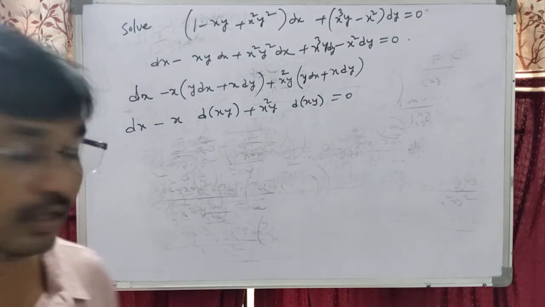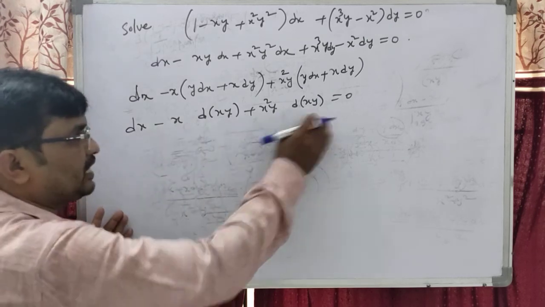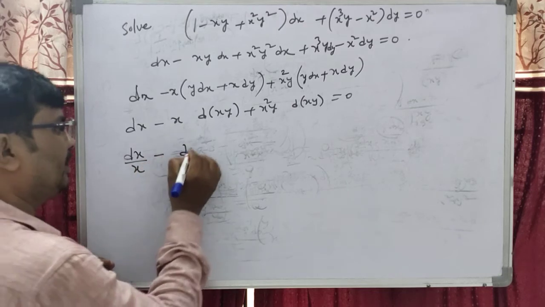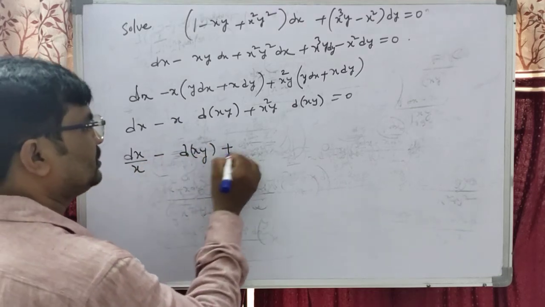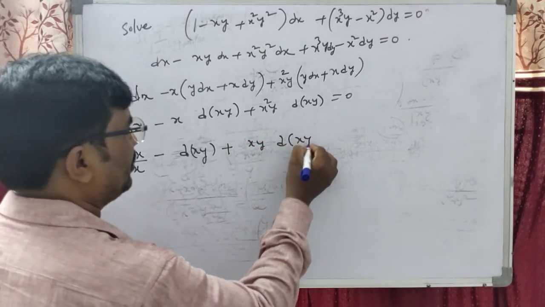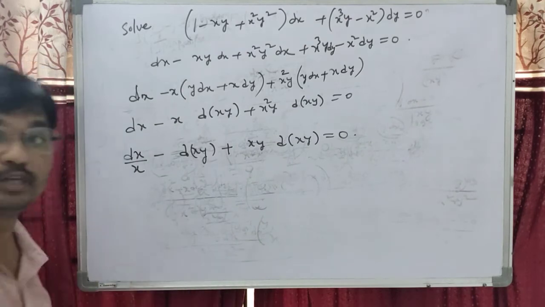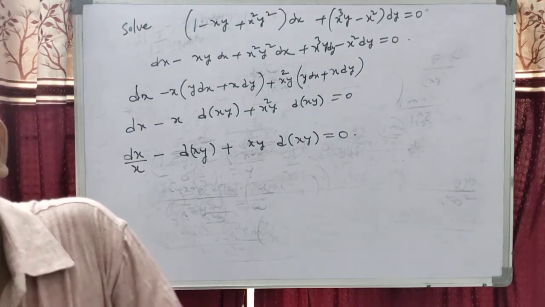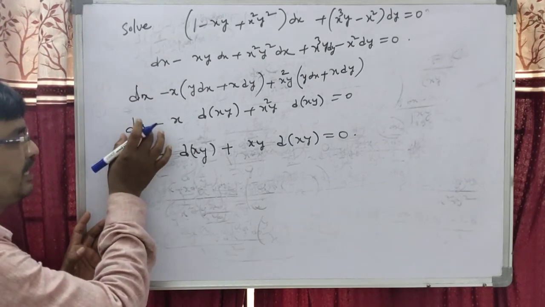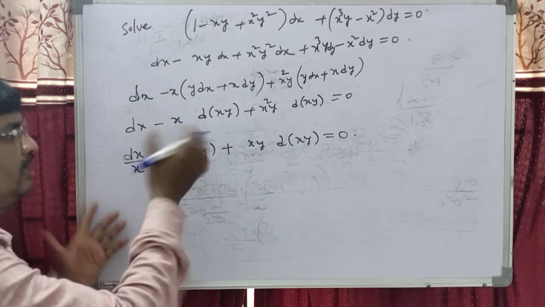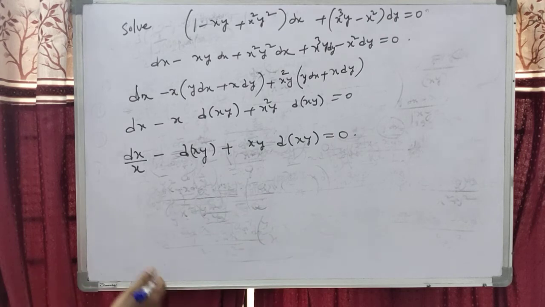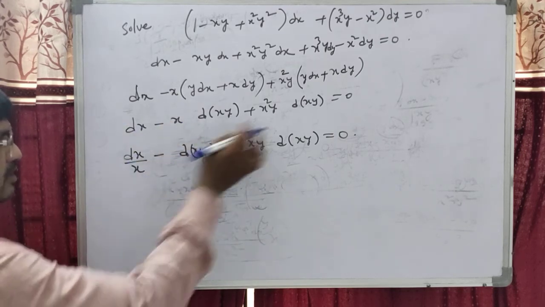It is highly impossible. So students, dividing by x on both sides, undoubtedly this is dx by x minus the derivative of xy, and plus xy times the derivative of xy. So it is possible either to divide by x or multiply with y, but when we multiply with y there is a small difficulty. When we divide by x, we can evaluate it. Are you understanding, students? x cancels one time.